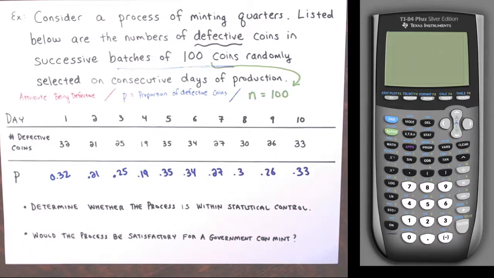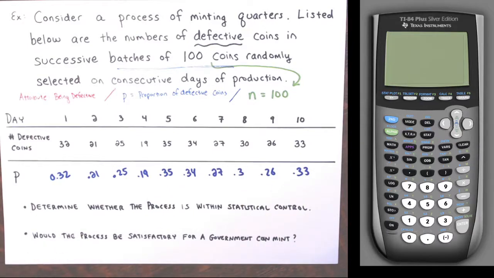Now, what we're going to see here is that these are all pretty consistent. So you're going to see that the process is stable. We're going to see that in a minute when I look at the P chart. But these numbers are incredibly high for, especially a government mint. This would be very wasteful. These all look to be around maybe 25 to 30%.